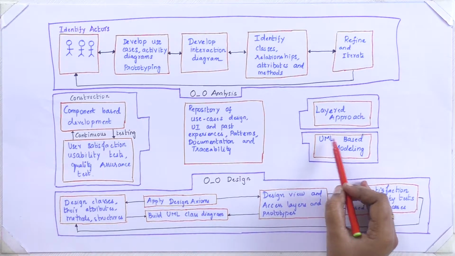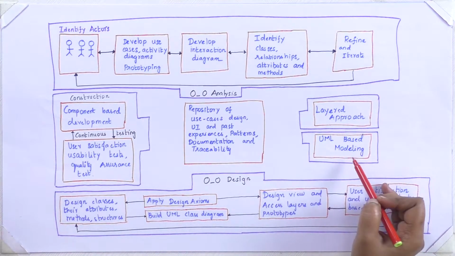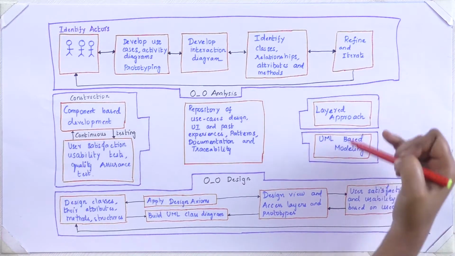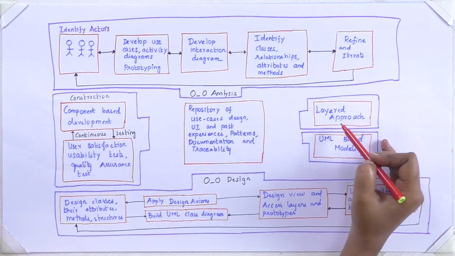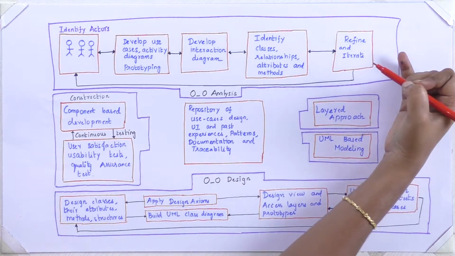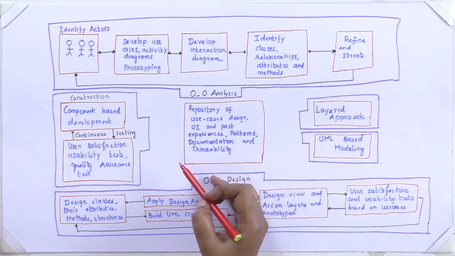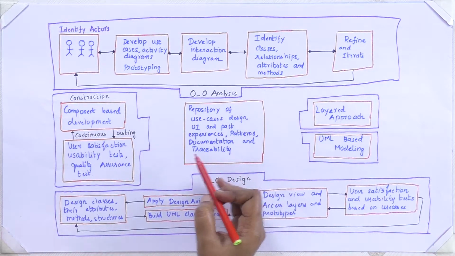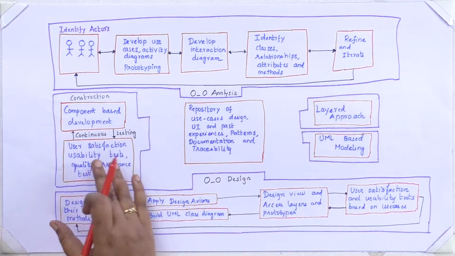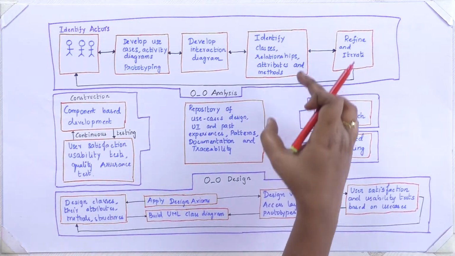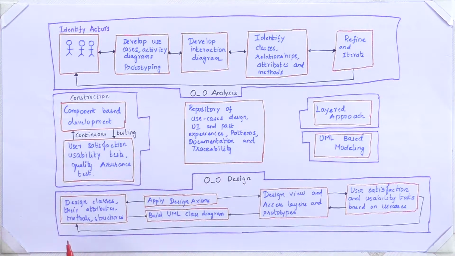First is UML based modeling. You will be using UML based notations and diagrams for performing these processes, and then you will be using the layered approach. Using the layered approach, you can help the unified approach to develop the processes. Then you will be using the repository, and then you can use component based development. So these are the techniques which are used to develop the OOAD analysis and OOAD design part as well as iteration and continuous testing part.